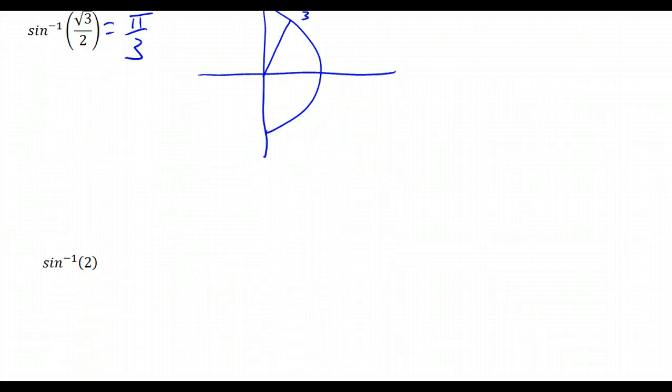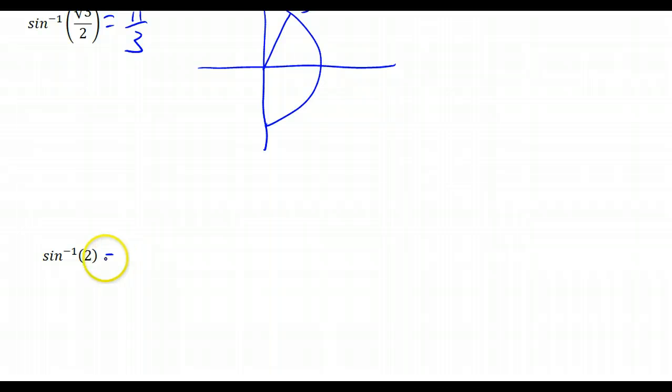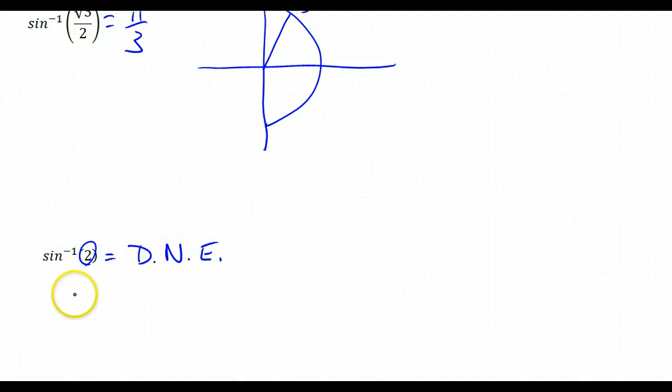Okay, how about the inverse sine of 2? Well, this does not exist, because there is no value of theta whose sine equals a number greater than 1 or less than -1. So 2 is outside of our domain for arc sine or inverse sine, so this answer does not exist.